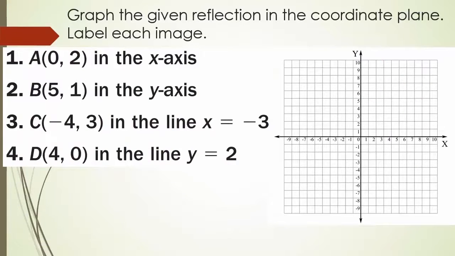All right, checkpoint problem number 1, 2, 3, and 4 are yours. It says graph the given reflection in the coordinate plane, label each image. We've got 1, A is at 0 and 2 in the x-axis, so you're reflecting across the x-axis. 2, B is at 5 and 1, reflecting across the y-axis. 3, C is at negative 4 and 3 in the line x equals negative 3, so you're reflecting across the line x equals negative 3. And D, 4 and 0 across the line y equals 2.